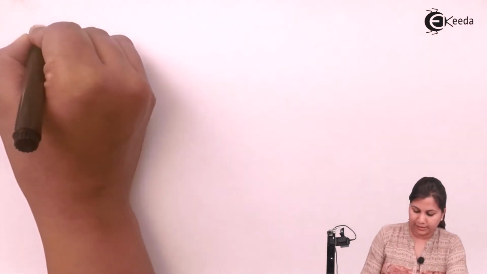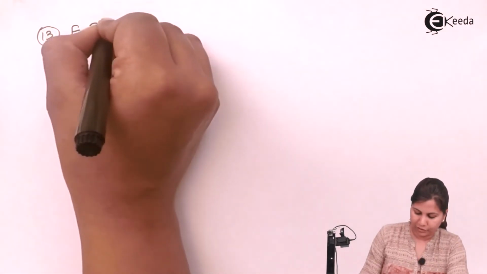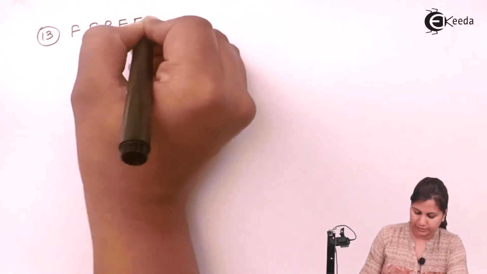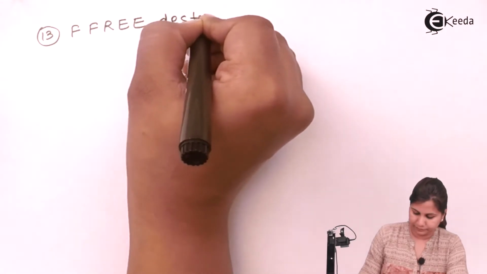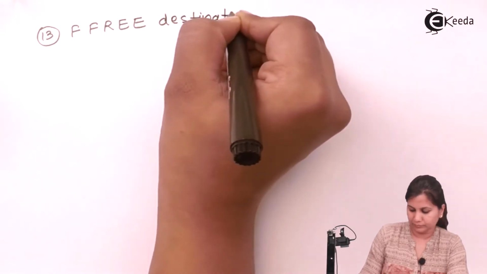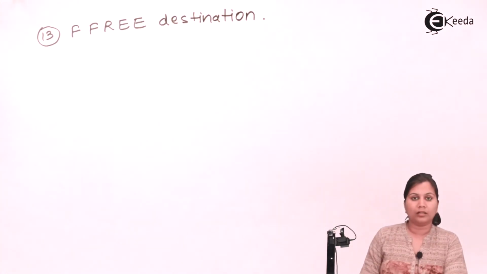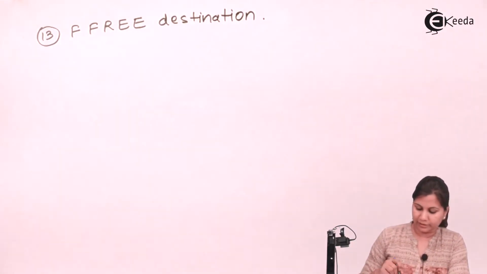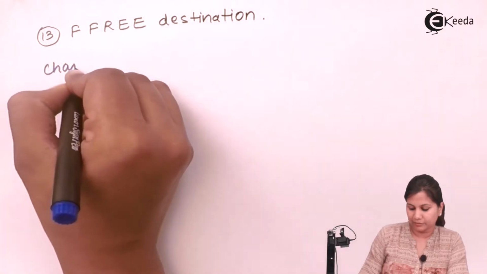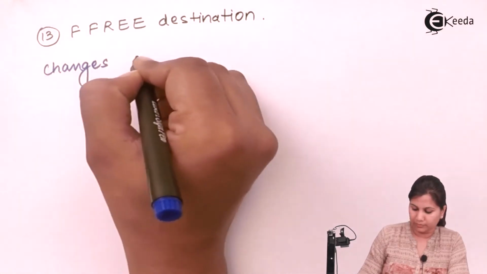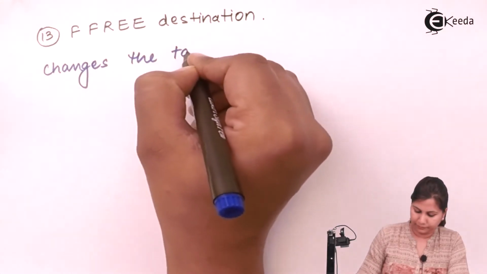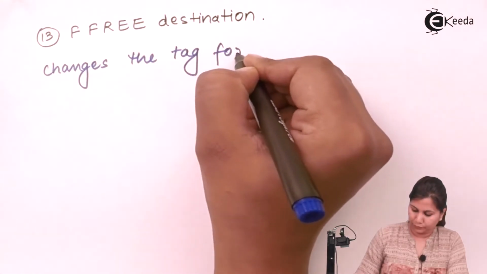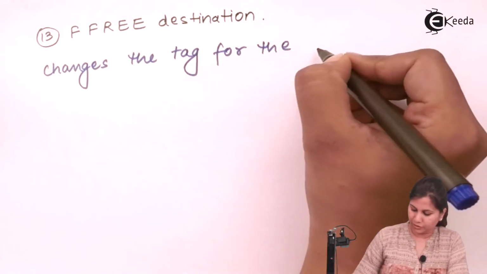Next instruction is FFREE destination. Now this instruction changes the tag for the specified destination register.